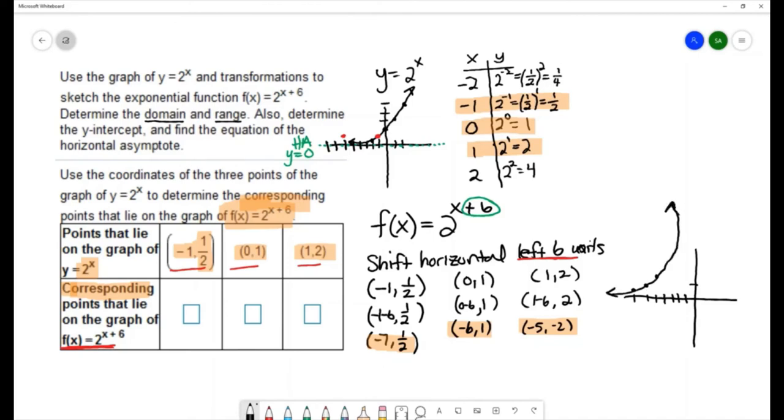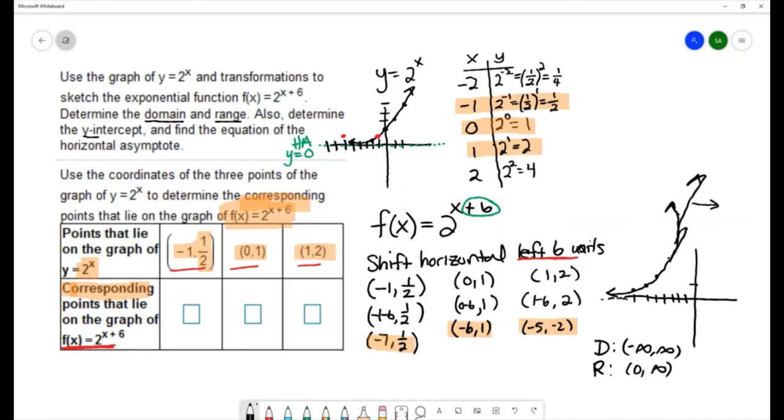For our domain, the domain is going to go from negative infinity to infinity. This portion of the graph, even though it keeps getting larger and larger, also keeps moving to the right, and so it's going to cover every x value. The range, because of the asymptote, is going to start at 0, but 0 is not included. The graph never actually reaches the asymptote, it just keeps moving closer and closer.